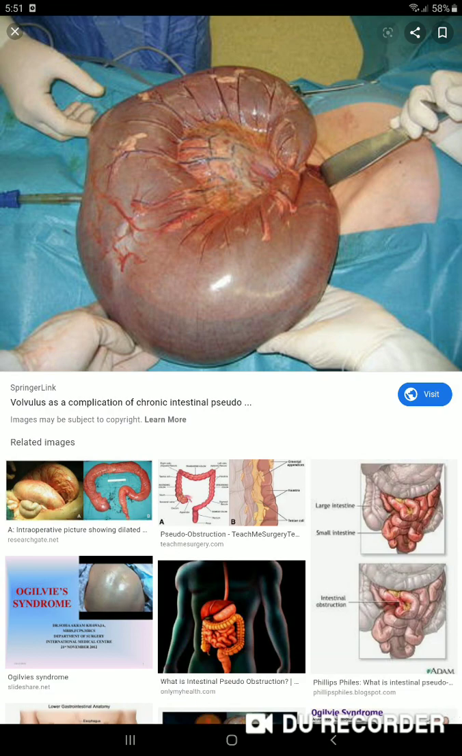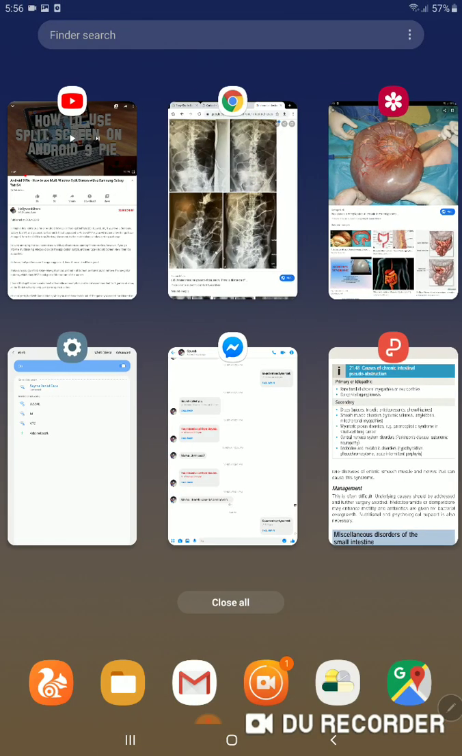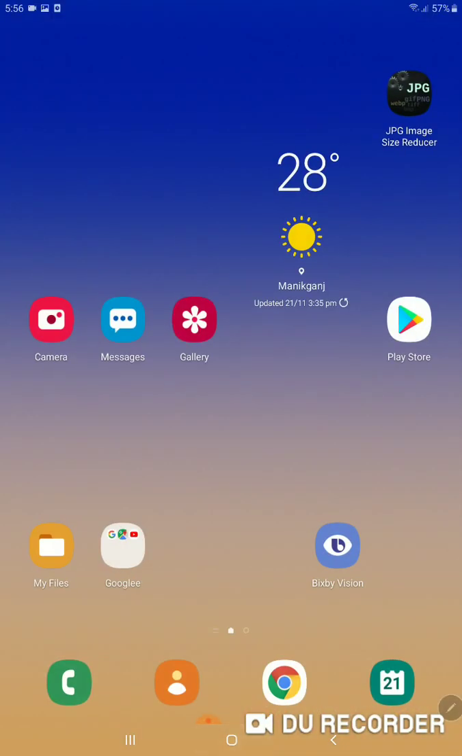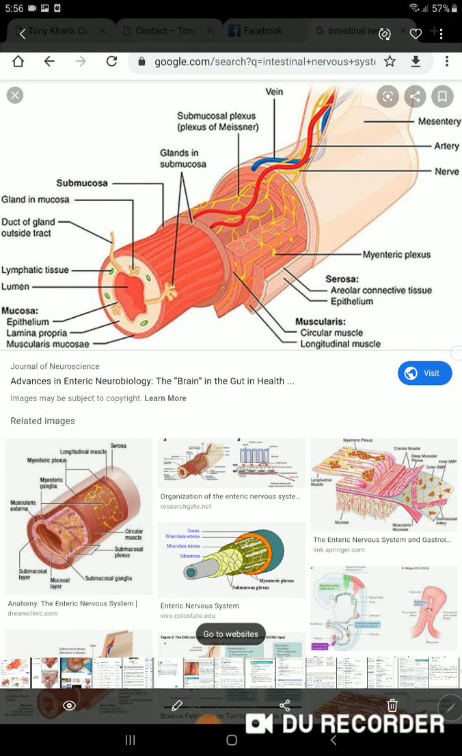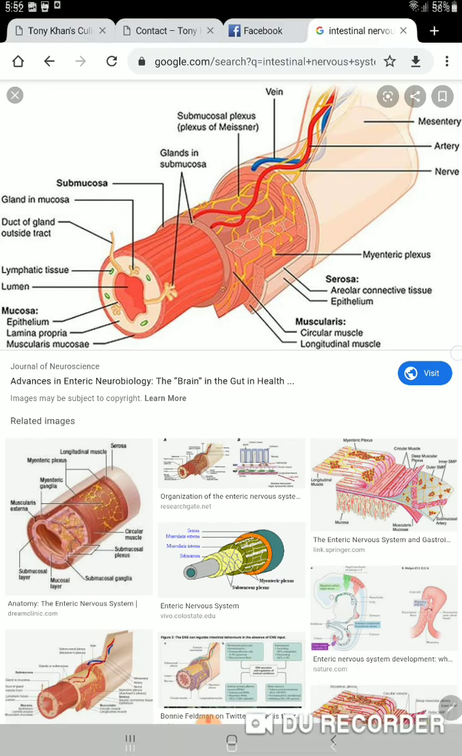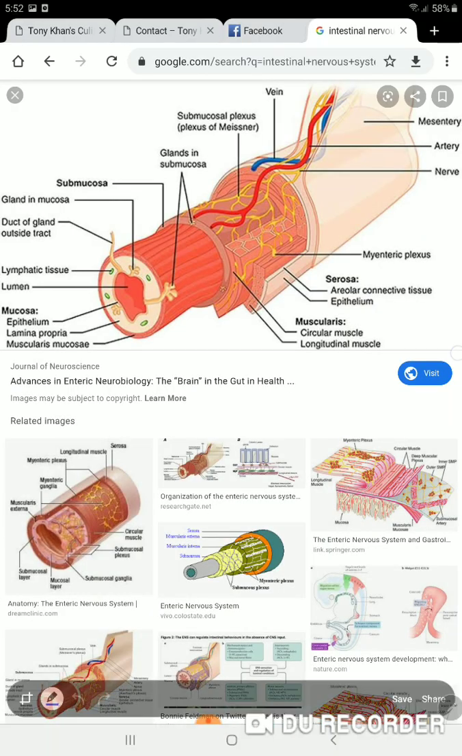Today we discuss the case of intestinal pseudo obstruction. And you know that all of our nervous system in the GIT, in the intestine. If we want to understand how our nervous system works, at first we should know about the structure of our normal small intestine and large intestine.